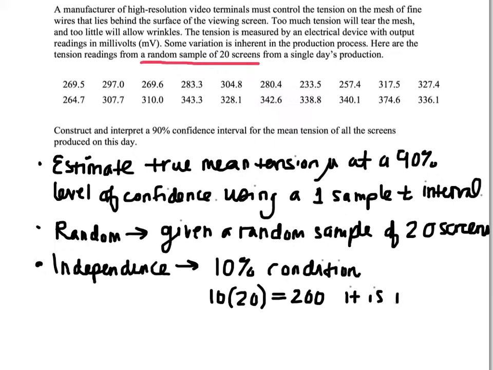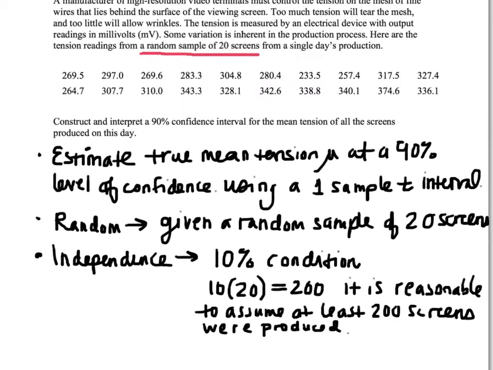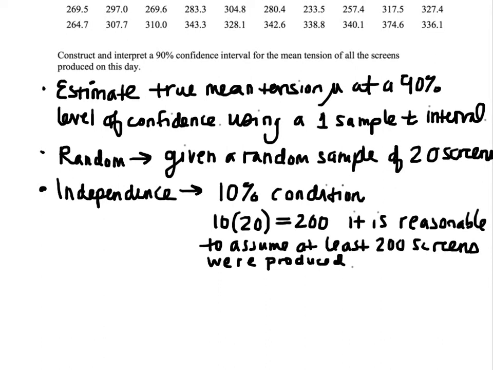And that's what I'm going to say. It is reasonable to assume at least 200 screens were produced. Okay, so my first two conditions are met, random and independence. Now we need to talk a little bit about normality. I'm just going to scroll up here so we have a little room.